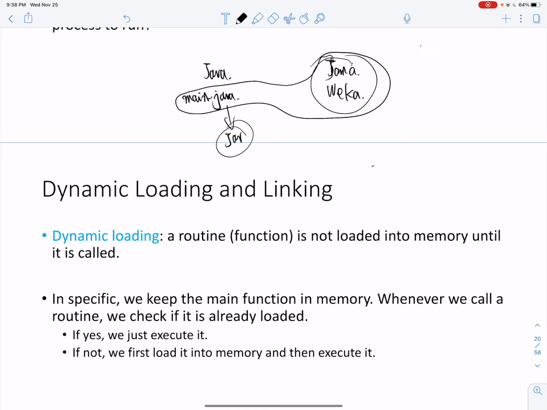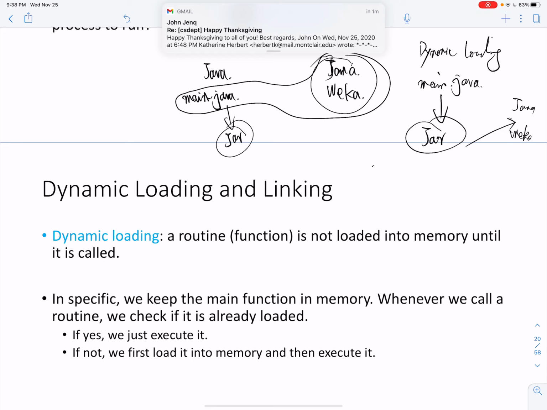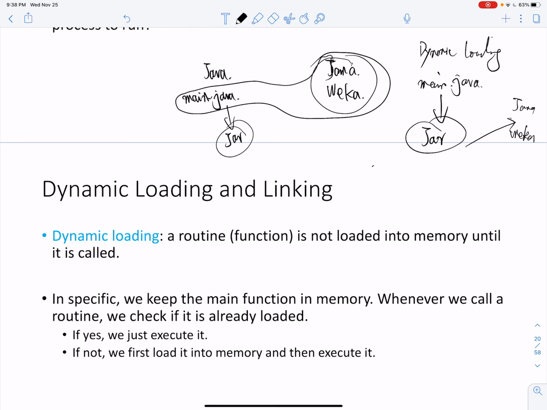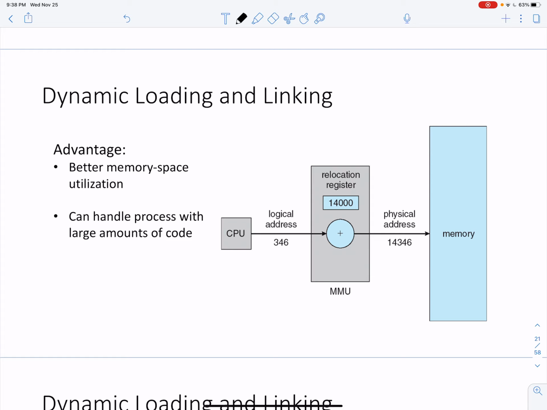And then people propose a way to do dynamic loading and linking. The thing is that when you are generating your JAR file, you only generate from your own program, and then at the time when you want to execute this JAR file, you link it with those two libraries, JAMA and WEKA. So in this way, you save a lot of space in the JAR file. So it's going to be much smaller. And this is what I talk about, called dynamic loading and linking.